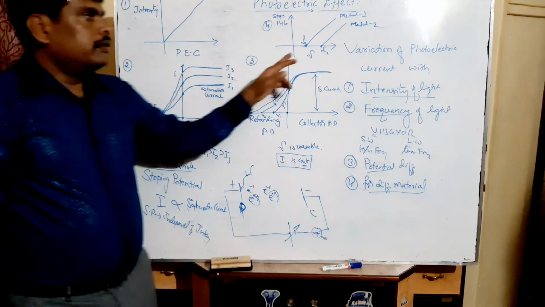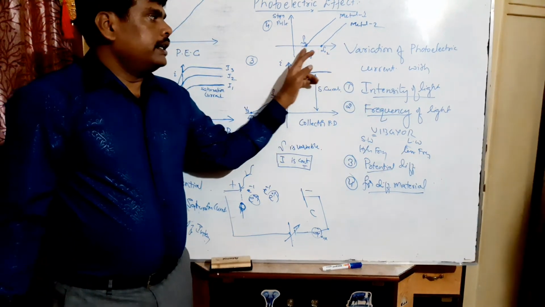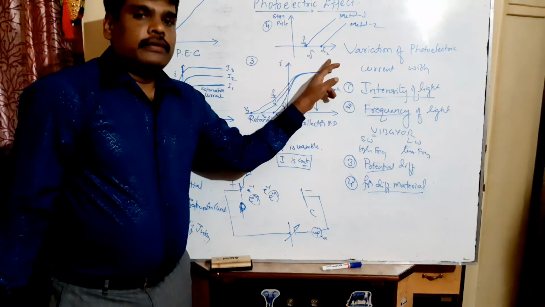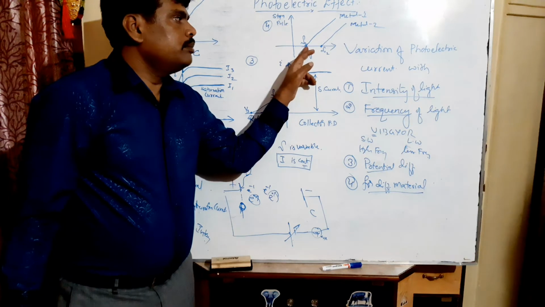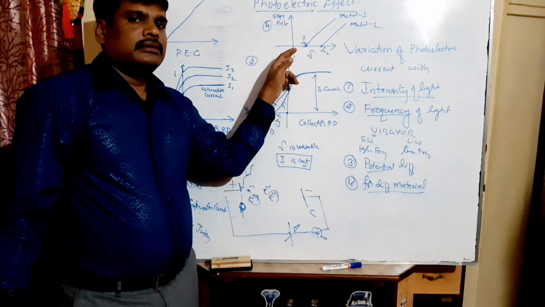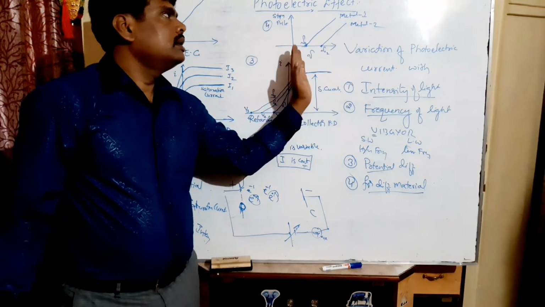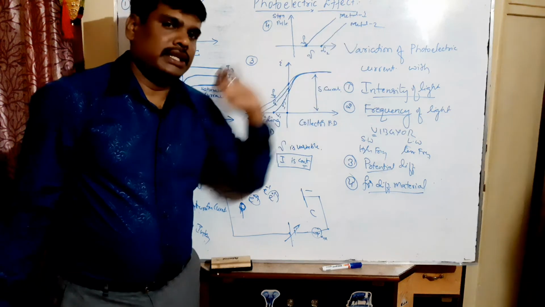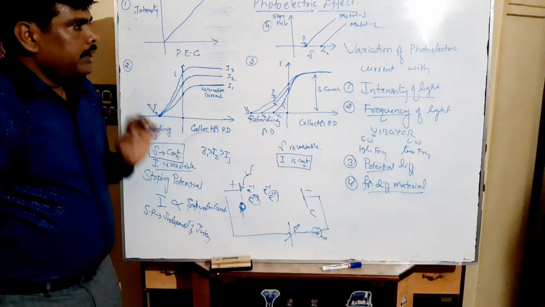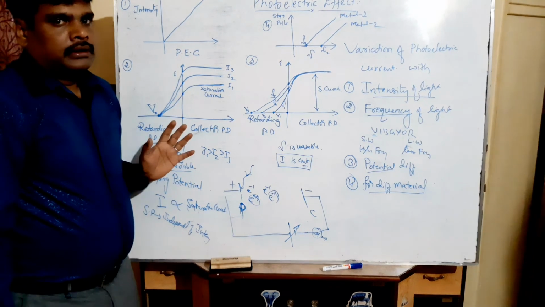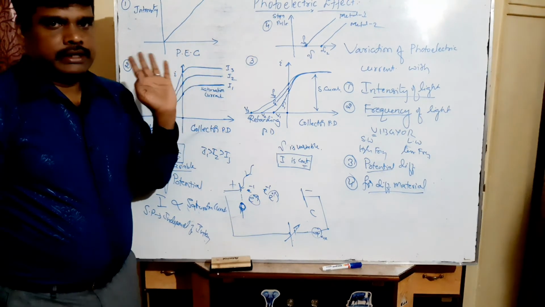It means different metals have different threshold frequencies. So what is threshold frequency? This is the minimum frequency below which there is no photoelectric effect. Again, if you increase the frequency, the stopping potential increases linearly. So these are all the observations made experimentally to understand the photoelectric effect.